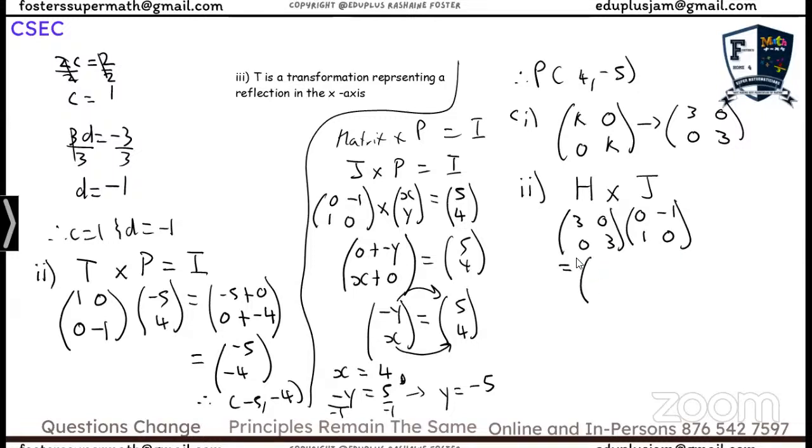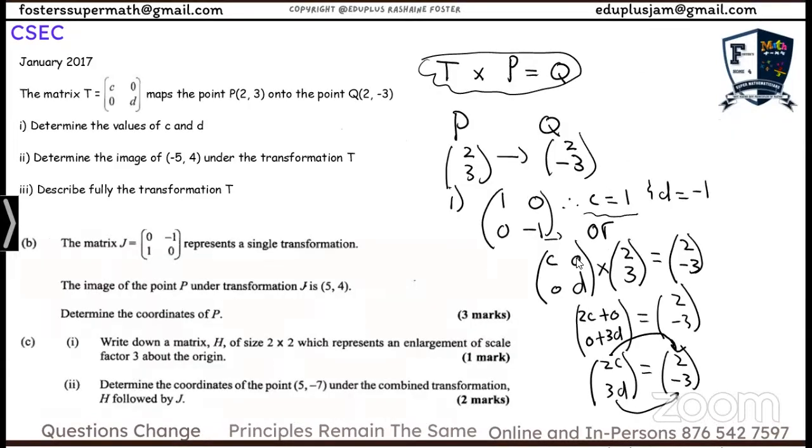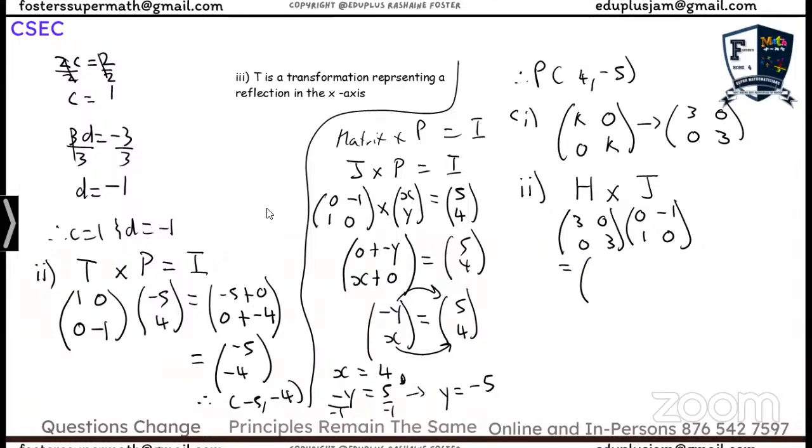So if I am going to use it to multiply something, the question says to determine the coordinates of that under that transformation, I have to figure out what the transformation is first. So 3 times 0, 0, plus 0 times 1, 0. Then 3 times -1, -3, plus 0 times 0, 0. Right, let's go again. 0 times 0, 0, plus 3 times 1, 3. Then 0 times -1, 0, plus 3 times 0, 0. So the matrix is [0, -3; 3, 0].